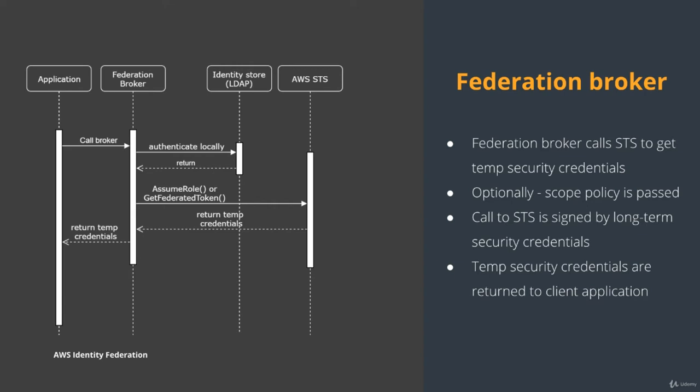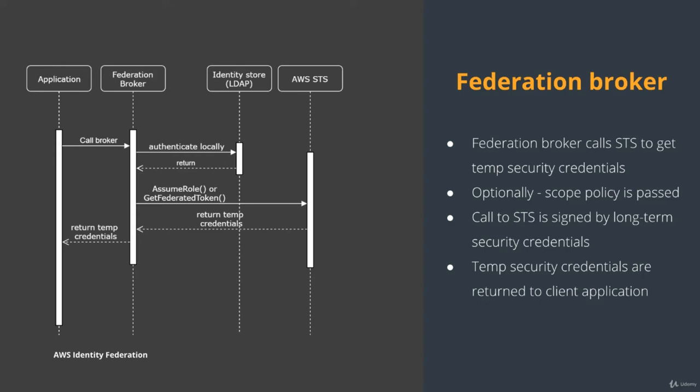Afterwards, it calls the secure token service, either the assume role action, or the get federated token action. One of the parameters for this call is call policy. It defines reduced set of permissions to be associated with that particular set of credentials. Call to STS is signed with long-term credentials used by Federation broker.